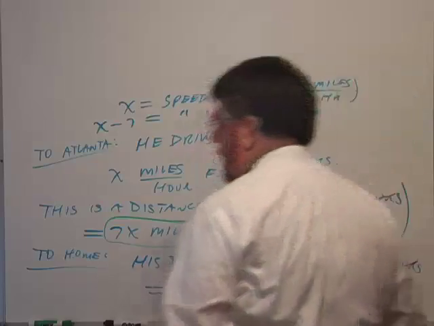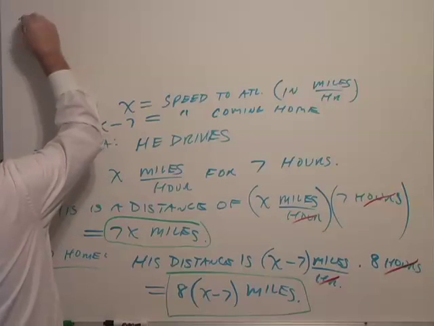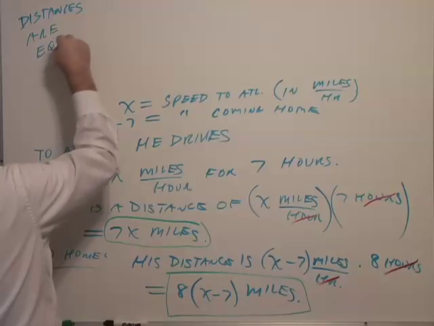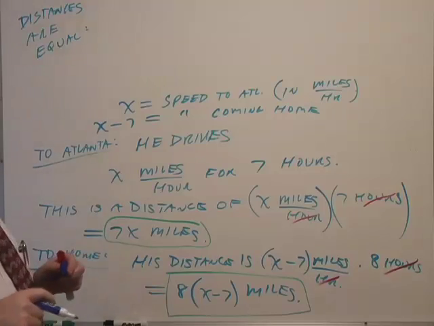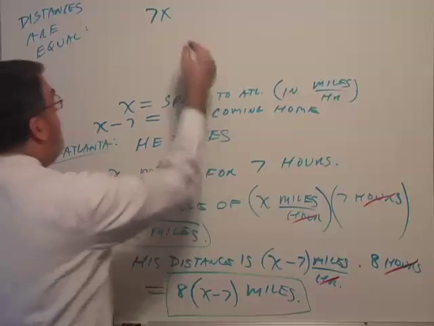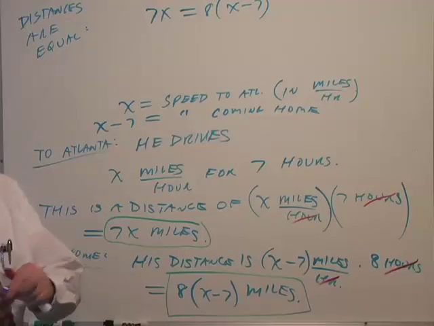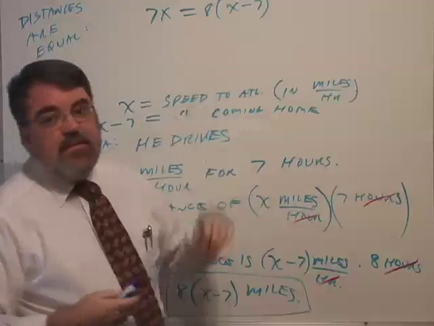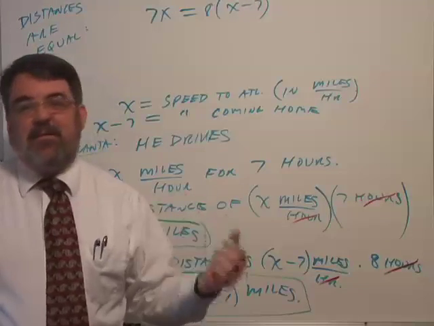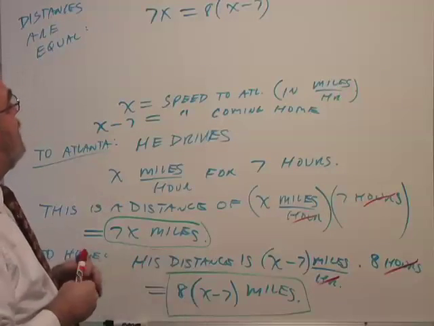Okay, so the distances are equal. I'm just going to write this in as an observation. Distances are equal. I wouldn't say that's necessary to write in if you're working a problem, but I'm going to give you notes here. Because the distances are equal, 7x miles equals 8(x - 7) miles. So miles equals miles. If one side was miles per hour and the other side was miles, I could not set miles per hour equal to miles. It would be just junk. I couldn't get the right answer that way. But miles does equal miles.